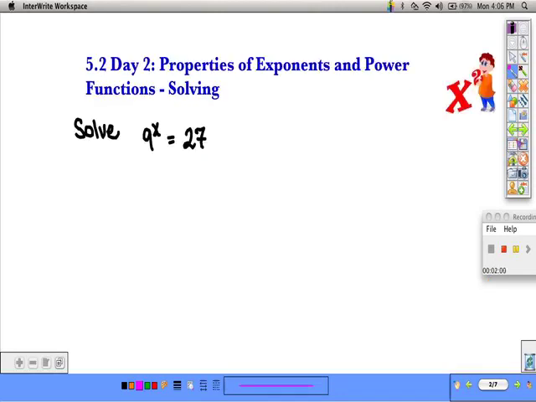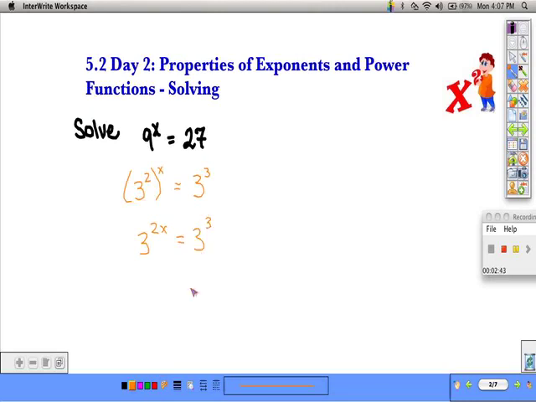So today is all about solving power functions and exponential functions. Here we have 9 to the x equals 27. The goal with these problems is to rewrite them so that there is a common base on both sides, so that we have a power equal to a power. 9 is the same thing as 3 squared. And 27 is the same thing as 3 cubed. I've now written both the left and right hand side using base 3.